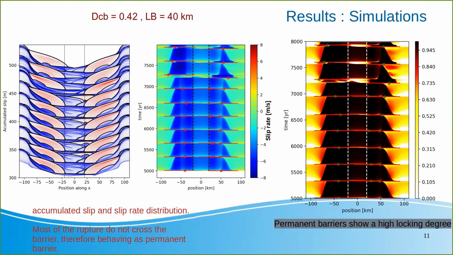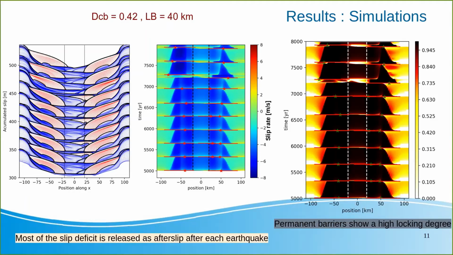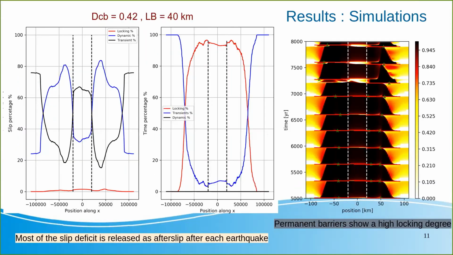So we can ask: if we have such a big lock in the barrier, why don't we have earthquakes crossing the barrier? In order to understand that, we investigate how the percentage of slip is distributed under locking, dynamic, and transient phenomena. Transient phenomena are just slow slip events, creep. It means that the slip rate is really low, but not below the loading velocity. And dynamic is rupture, or earthquakes. So you see here in the barrier that almost 70% of the total slip is released by transient events, and we also have some dynamic contribution.